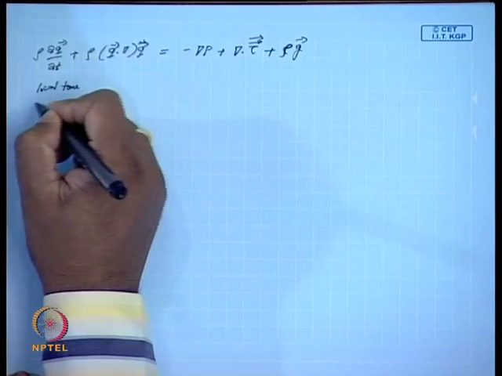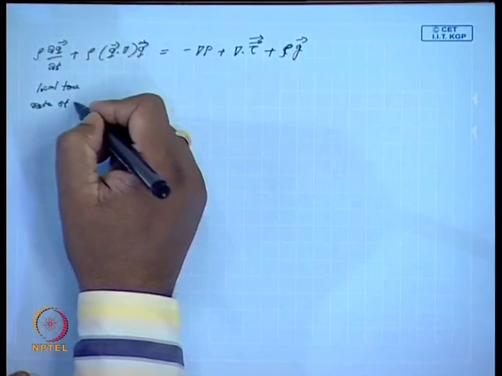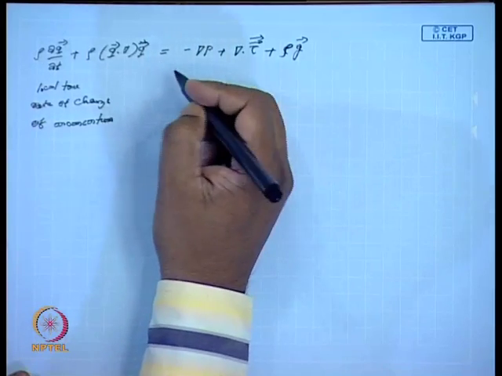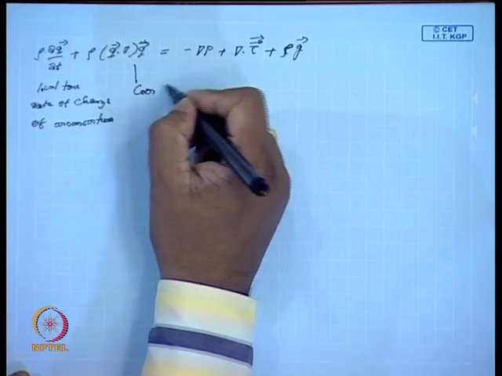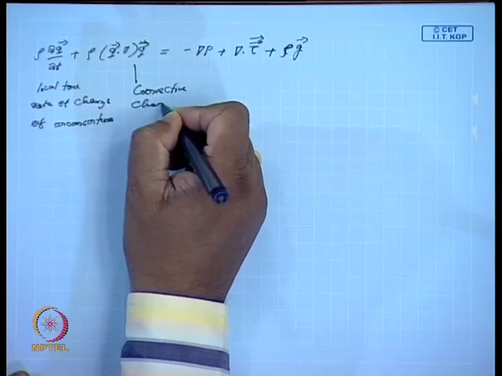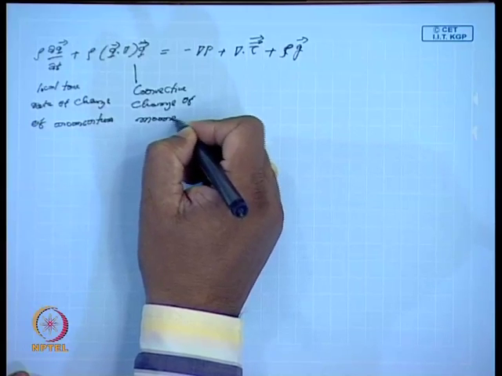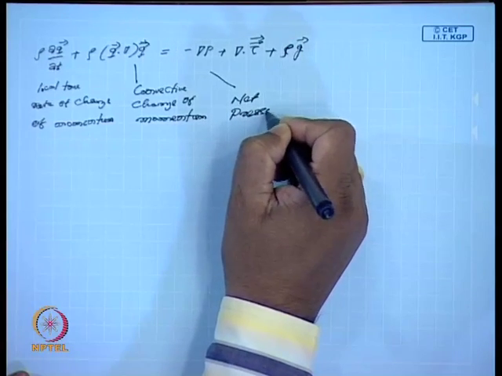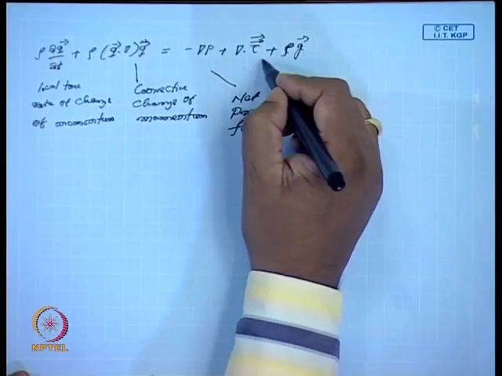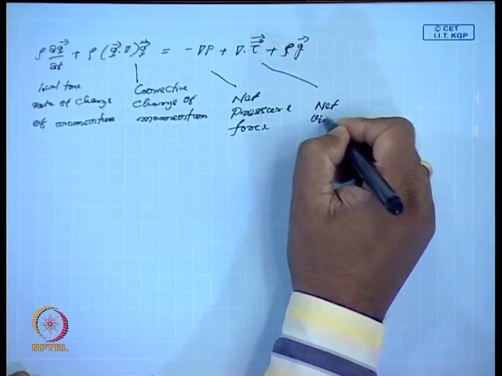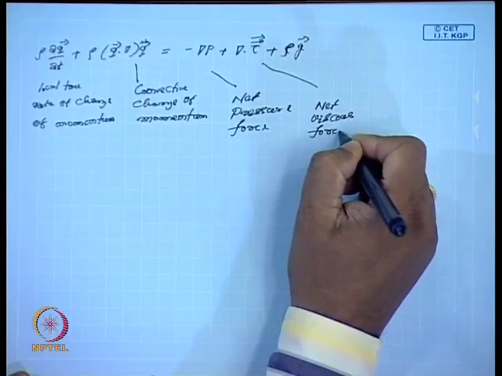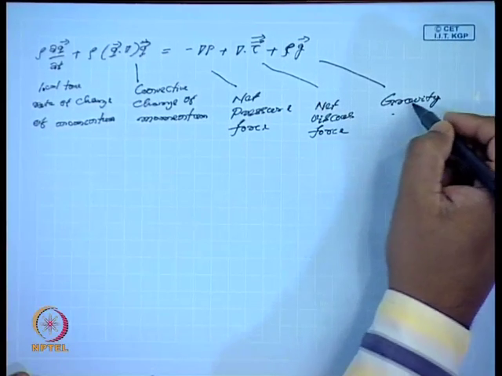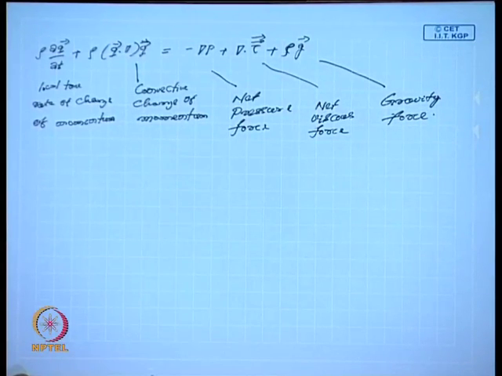If I look at the individual terms, this is called the local time rate of change of momentum. This term refers to the convective change of momentum, this term is the net pressure force, this is the net viscous force, and finally this is the net gravitational force, which is called the body force, gravity force or gravitational force. So, these are the various forces acting on it.